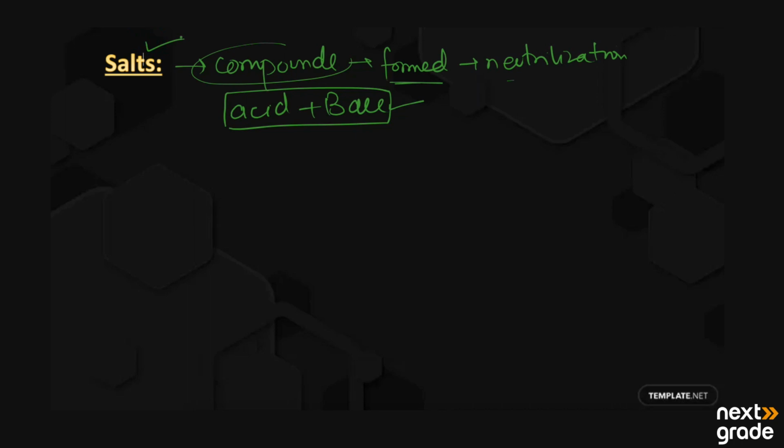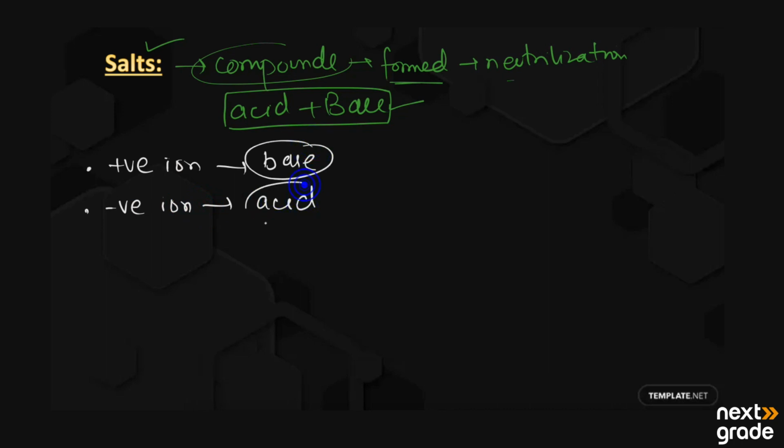So, mainly a salt consists of a positive ion, and that positive ion came from the base, and a negative ion that came from the acid. So, when a base reacts with an acid, the base is going to give the positive ion and the acid is going to give the negative ion. So the resulting product is known as a salt.